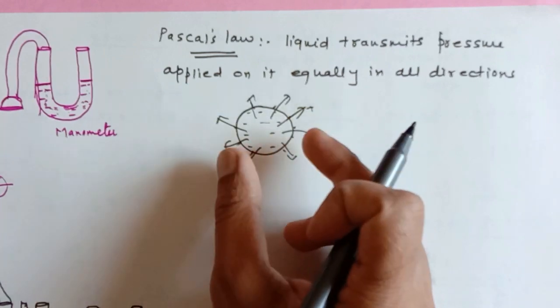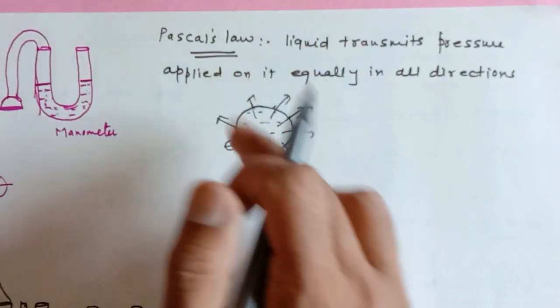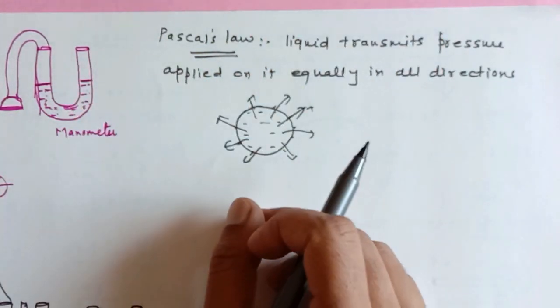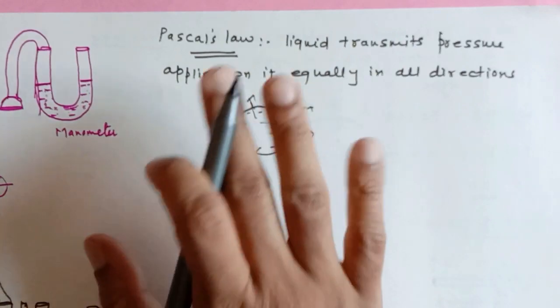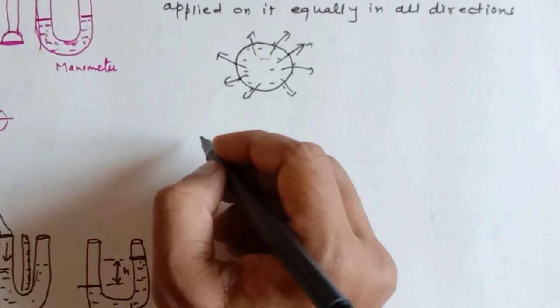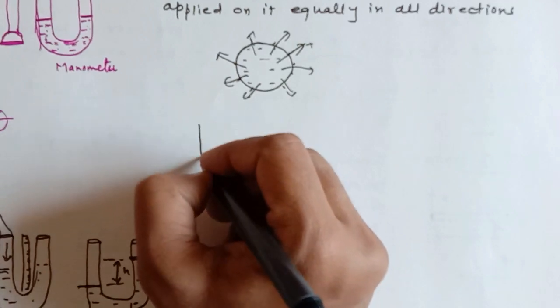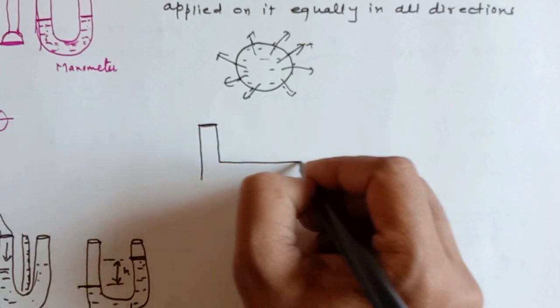So when you exert force, it becomes pressure. Now that pressure is equally transmitted to all parts of the liquid, and finally the liquid comes out with equal pressure and with equal speed. This is Pascal's law, and its application is the hydraulic jack. So this is something called a hydraulic jack.